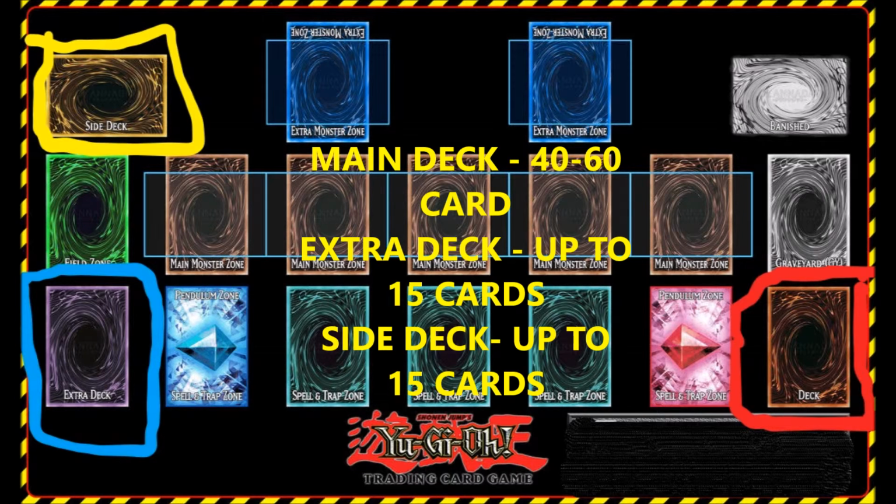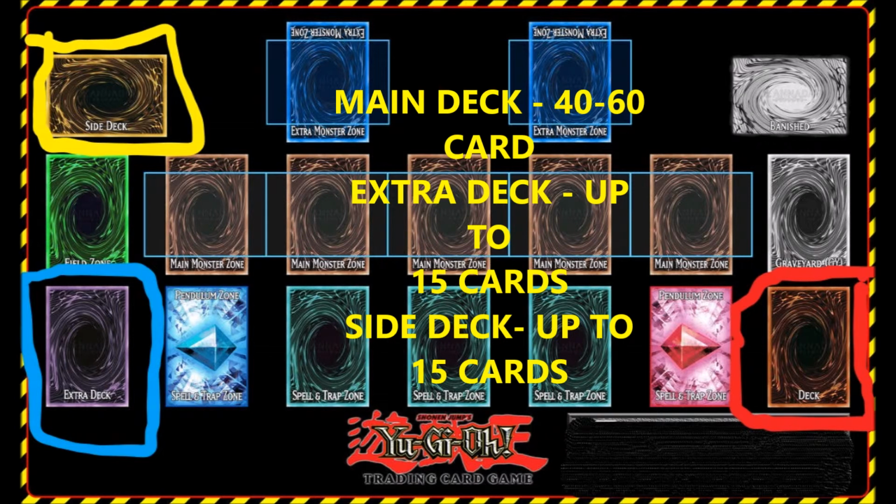Now, I circled the place the main deck goes here in red. It gets shuffled, 40 to 60 cards. If you're going to build a deck, I highly recommend 40 cards. Anything over that, there's a less chance of you getting the cards you need when you need them, and so forth. I'll get into that in great detail in a video about deck building later in the series.